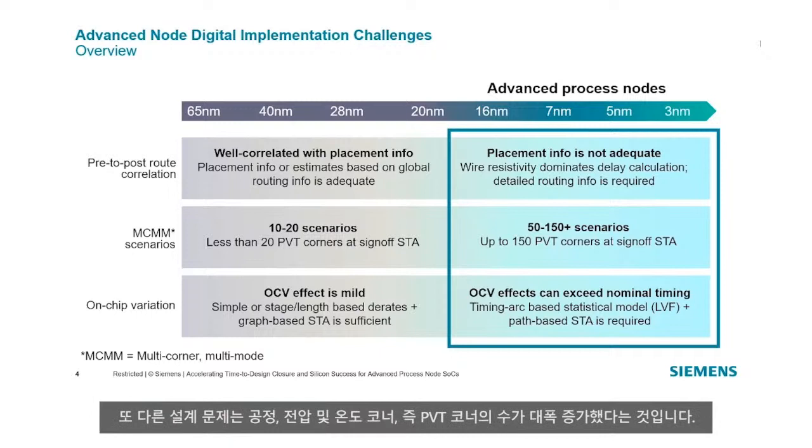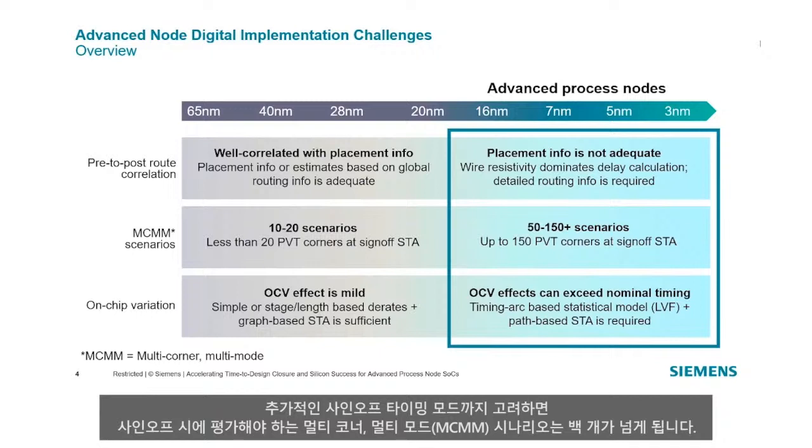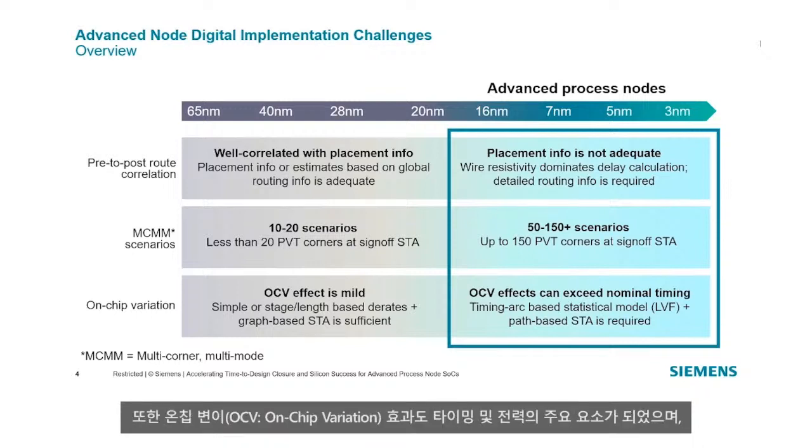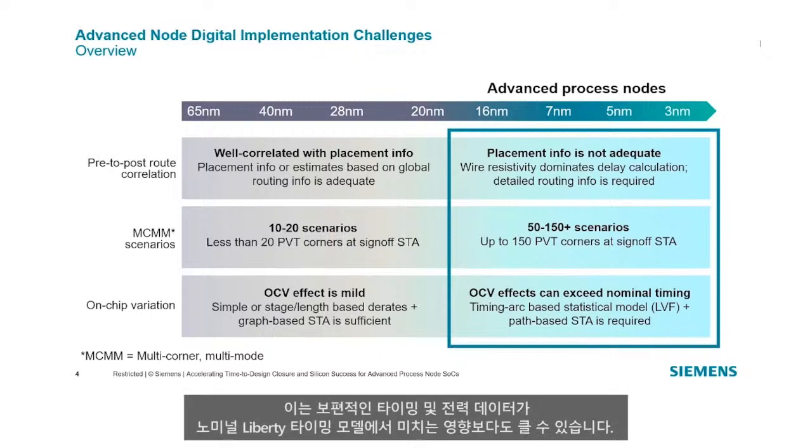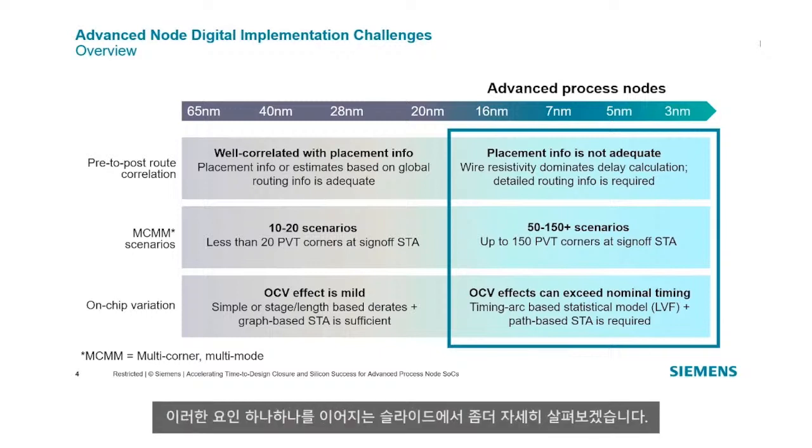Another design challenge is that the number of process, voltage, and temperature corners, or PVT corners for short, have increased drastically. Coupled with additional sign-off timing modes, this results in more than 100 multi-corner multi-mode or MCMM scenarios that have to be evaluated during sign-off. In addition, the effects of on-chip variation, or OCV, have become a major factor in timing and power and may even exceed the impact of regular timing and power data in nominal liberty timing models. We'll go through each of these in more detail in the next few slides.